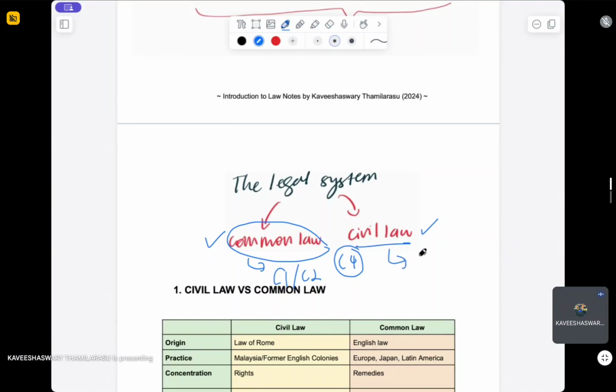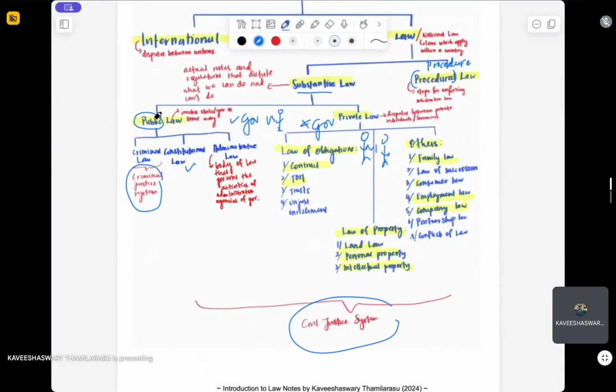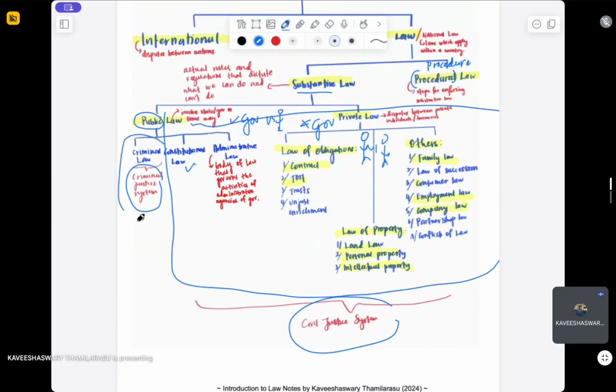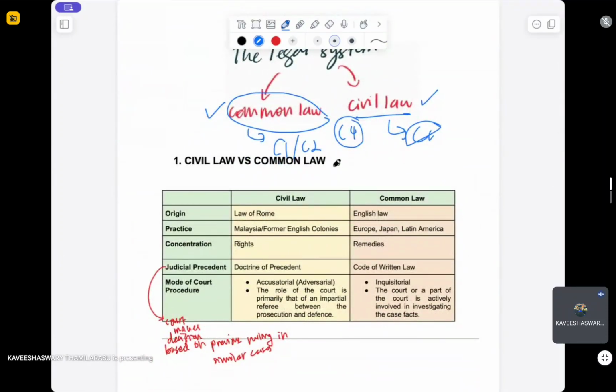Civil law, of course, I already covered in chapter 1. Civil law is what protects the basic rights of individuals. Contract law, tort law, everything goes under civil law. So you can also see here, the civil justice system. All of this goes under civil law. Only criminal law goes under the criminal justice system. Okay, so first we're going to take a look at the difference between civil law and common law. This is basically a very quick revision before we move into the chapters.